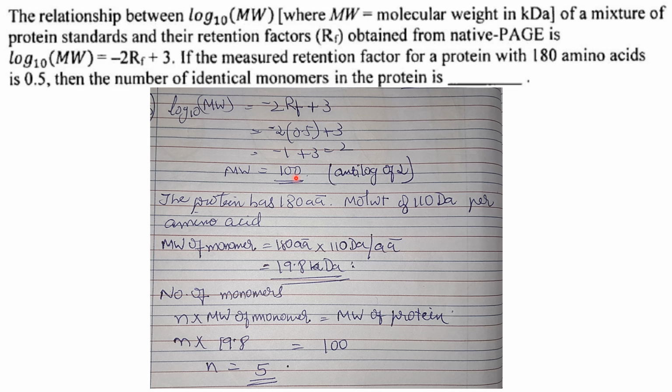Now the protein has 180 amino acids and the molecular weight of one amino acid is 110 daltons. So the molecular weight of the monomer will be 180 amino acids into 110, that will be 19.8 kilodaltons. Now number of monomers will be n into molecular weight of the monomer. N you have to calculate, that will give you the number of monomers in the protein, equal to molecular weight of the protein. So n into 19.8 is equal to 100, n is equal to 5. So the answer is 5.